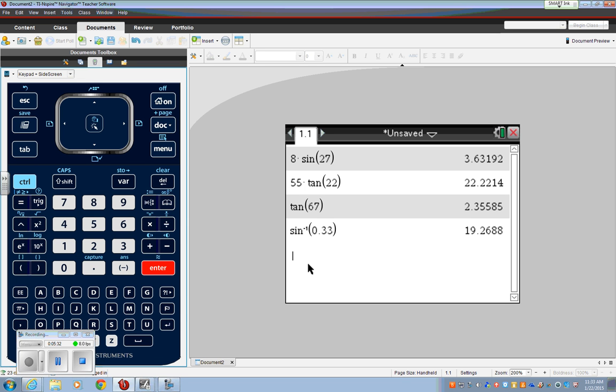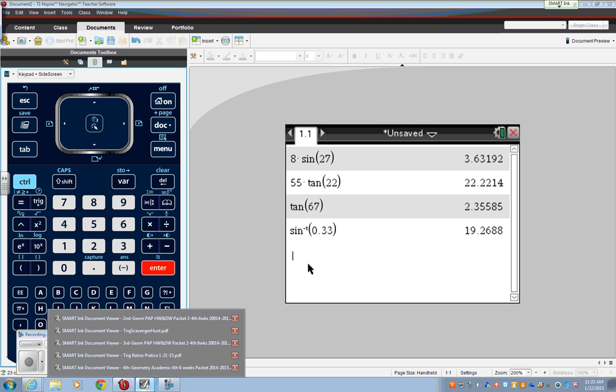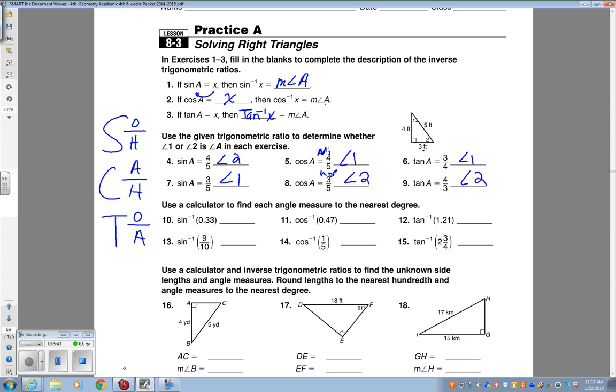nearest degree would mean nearest whole number. Okay, because our degrees we're not going to have decimal. So round this to the nearest whole number. That's just 19. That's our answer. Okay, this is 19 degrees.